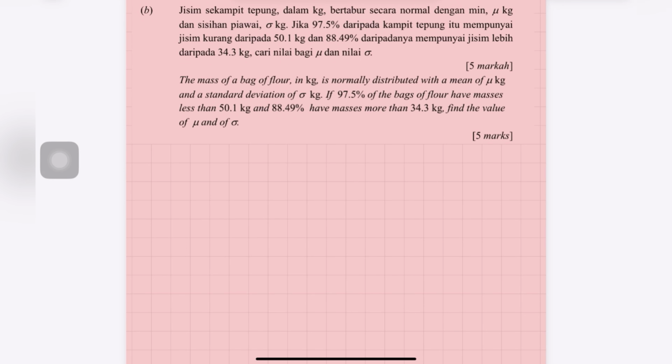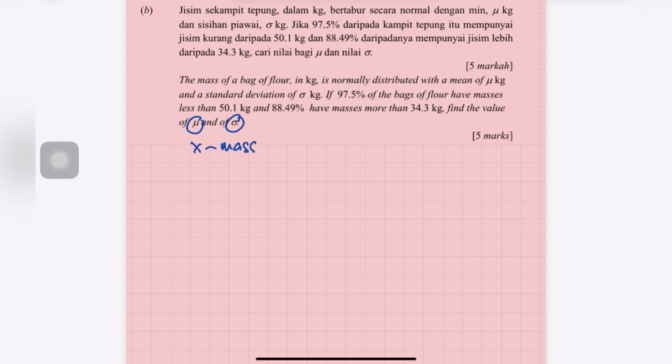B. The mass of a bag of flour in kilograms is normally distributed with a mean of mu kilograms and a standard deviation of sigma kilograms. If 97.5% of the bags of flour have masses less than 50.1 kilograms and 88.49% have masses more than 34.3 kilograms, find the value of mu and of sigma. We have two unknowns here, so we need to create two equations and solve them simultaneously. First of all, X is mass.